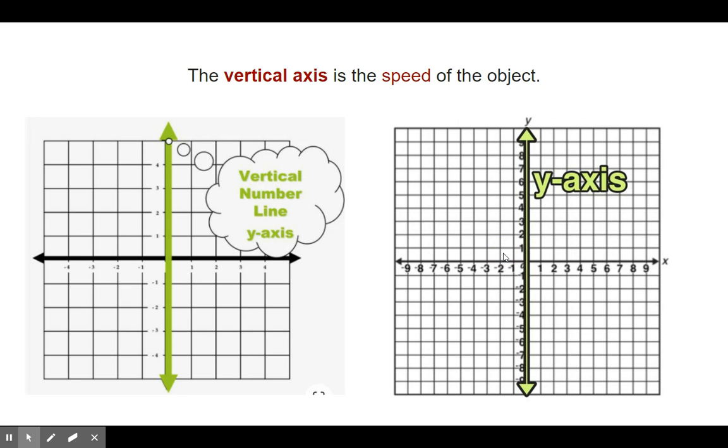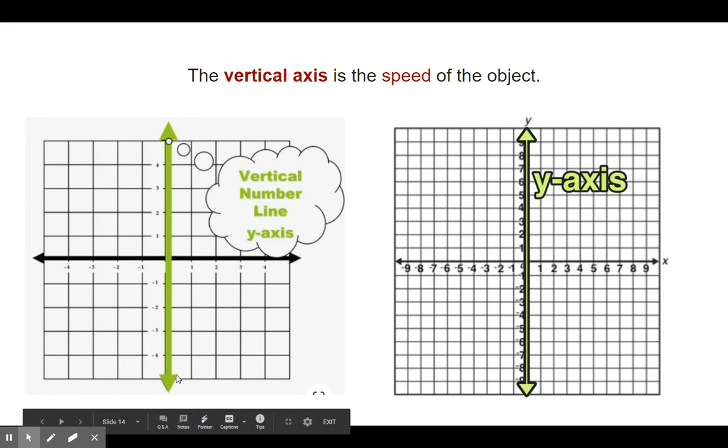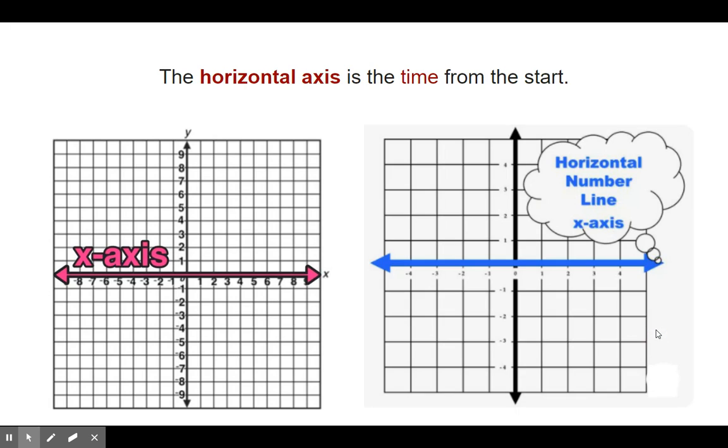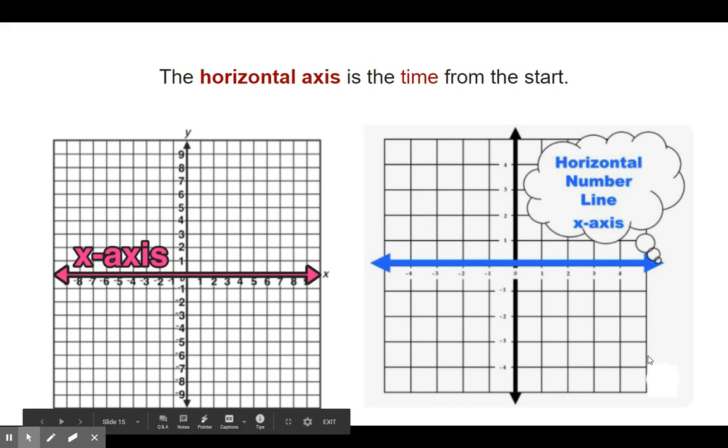So on our y-axis, we have speed. Just a refresher on what speed is. The horizontal axis is going to be our time.